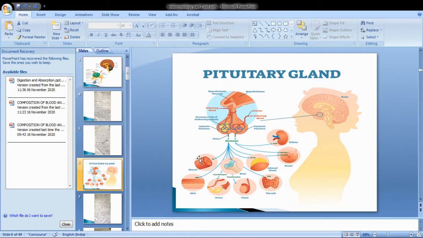This is the growth hormone structure and this is the prolactin hormone structure. Prolactin protein, protein structures.